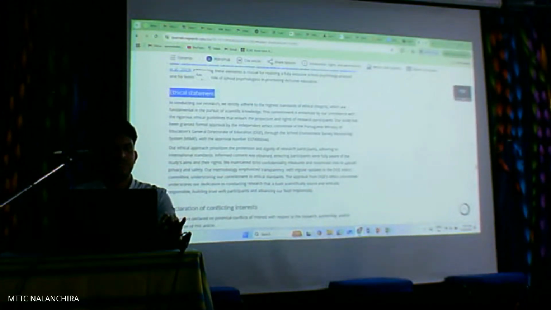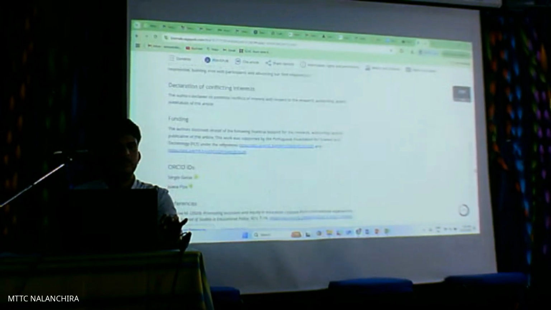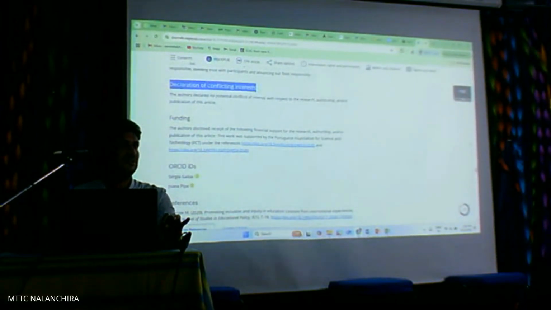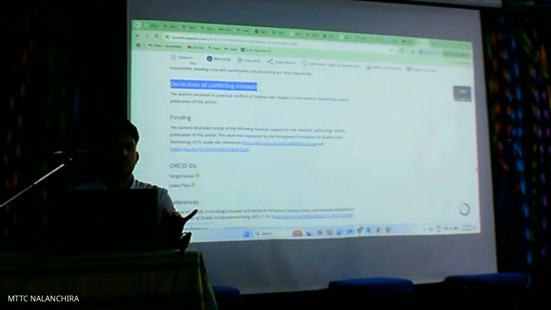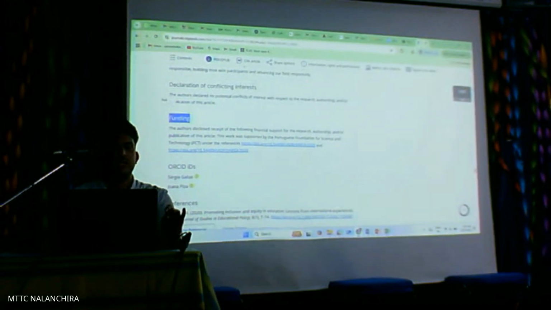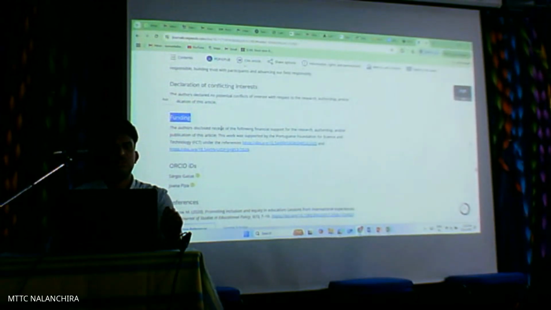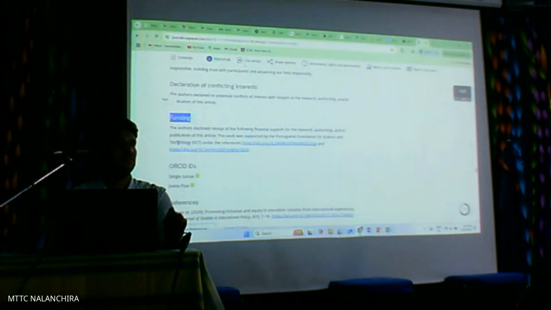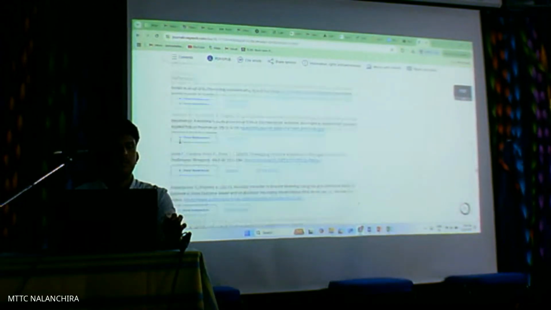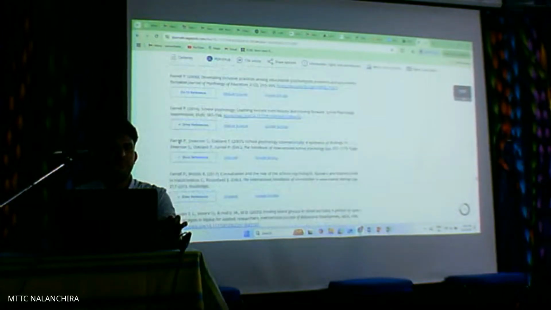Ethical statement is given. Whether there is any conflict of interest. Generally no conflict of interest should be there. Funding. This is a funded program. Authors disclose the receipt of the following financial support. This is supported by the Portuguese Foundation for Science and Technology. Then they mention all the references.